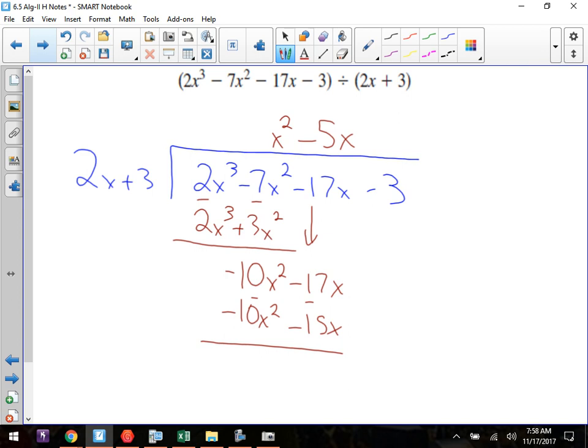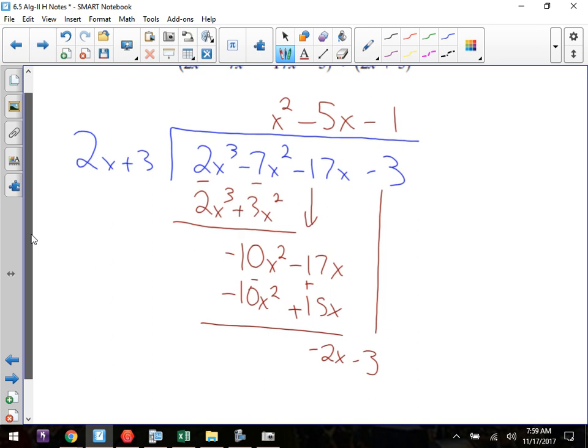So, all right, let me rephrase this here, because everybody's saying weird stuff. Negative 10 minus negative 10 is 0. Negative 17 minus a negative 15, negative 2. And I bring down the negative 3. But wait, there's more. Then I have to figure out what do I multiply 2x by to turn it into negative 2x. Negative 1. So I multiply out by a negative 1, distribute that.